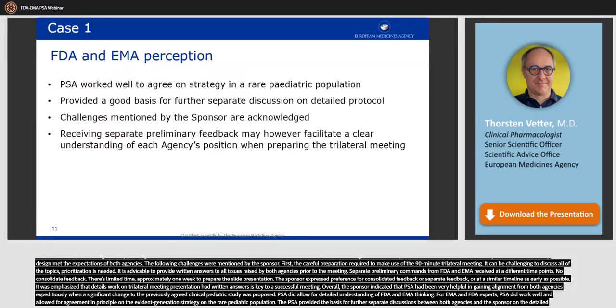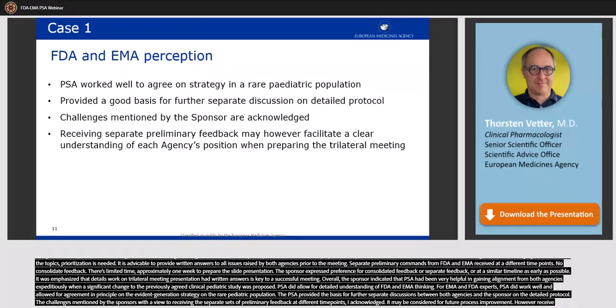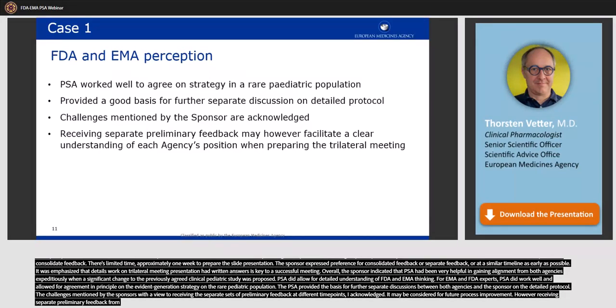The challenges mentioned by the sponsor with a view to receiving separate sets of preliminary feedback at different time points are acknowledged and may be considered for future process improvement. However, receiving separate preliminary feedback from FDA and EMA may also facilitate a clear and nuanced understanding of each agency's position when preparing for the trilateral meeting.